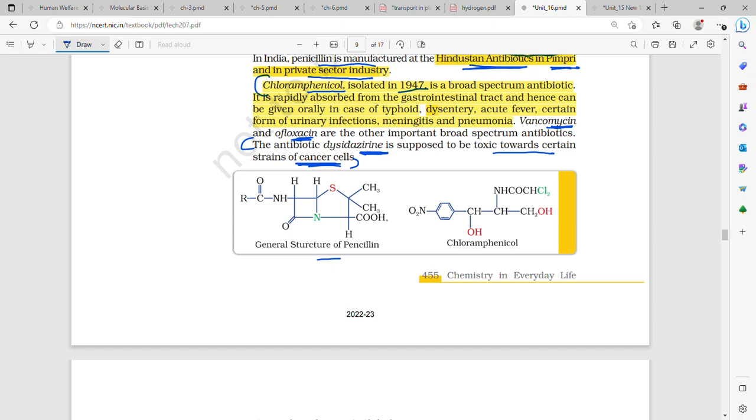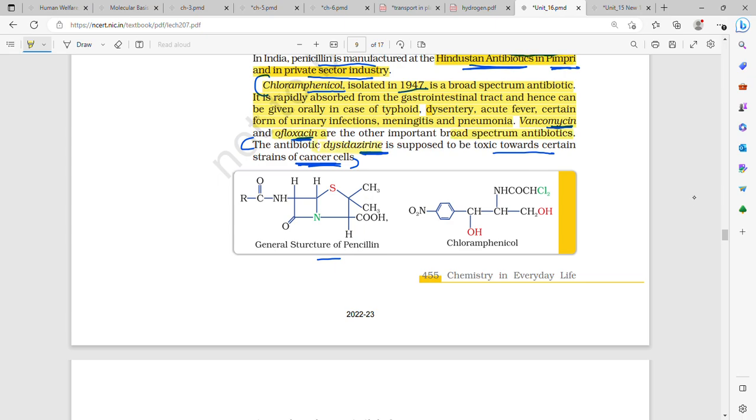Chloramphenicol was isolated in 1947. It is a broad-spectrum antibiotic. It is rapidly absorbed from the gastrointestinal tract, and it can be given orally in the case of typhoid, dysentery, acute fever, certain forms of urinary infection, meningitis, and pneumonia. Vancomycin and ofloxacin are other important broad-spectrum antibiotics.